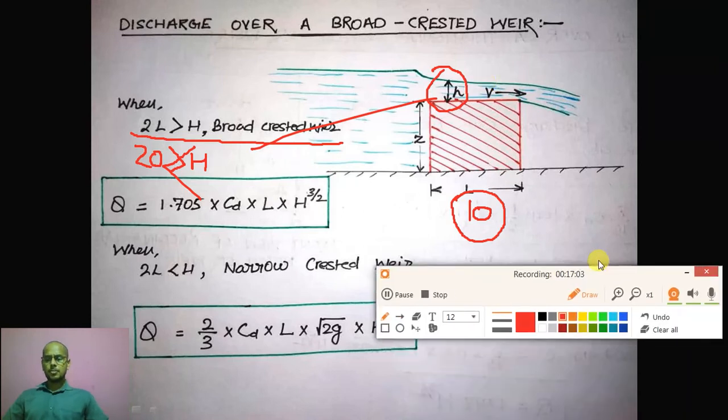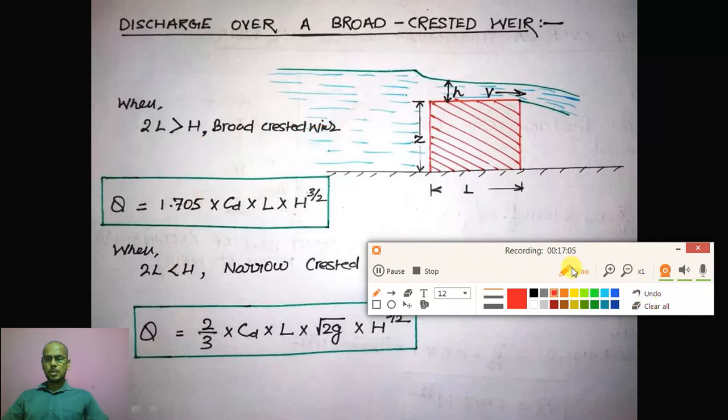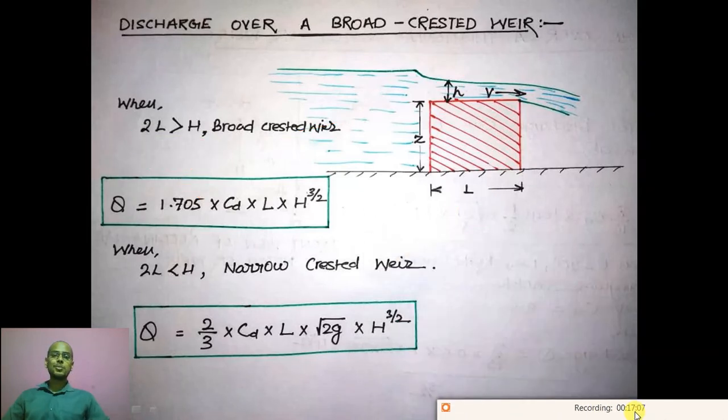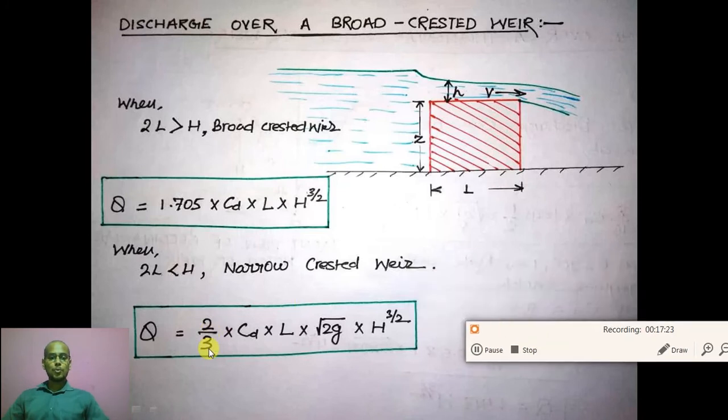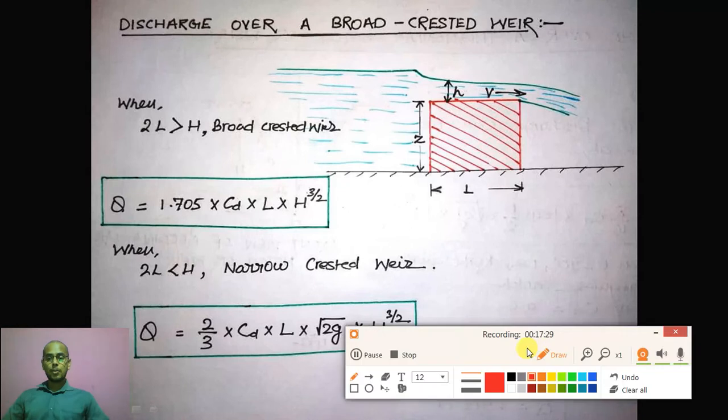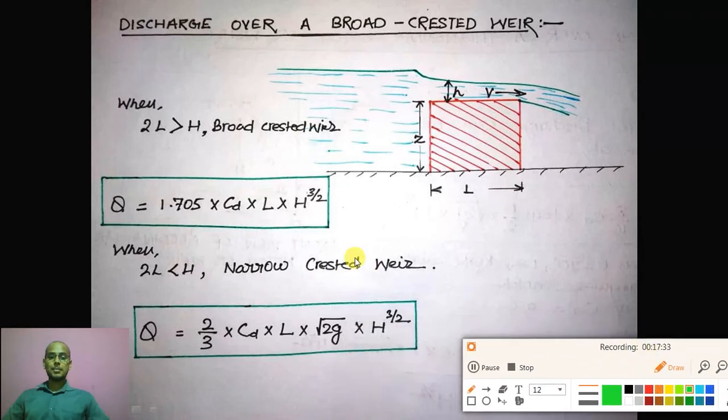Now I am going to explain that particular formula which will be directly used in the numerical. You can see here Q is equal to 1.705 CD L into H to the power 3 by 2. This is for broad crested weir, and Q is equal to 2 by 3 into CD into L into under root 2g into H to the power 3 by 2. This is for narrow crested weir.